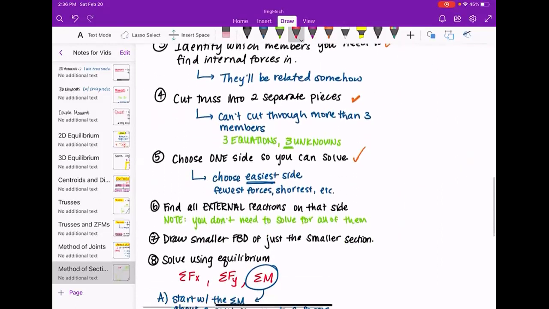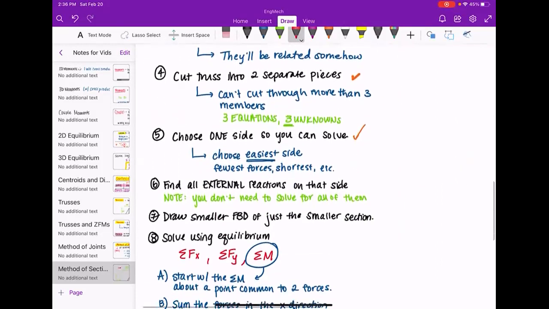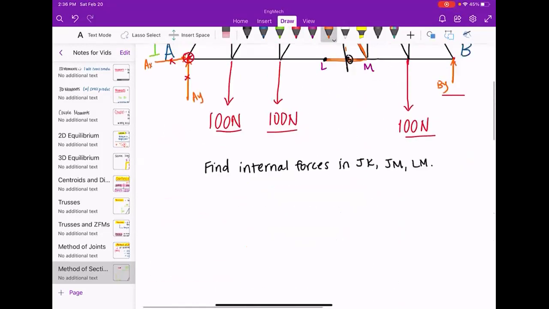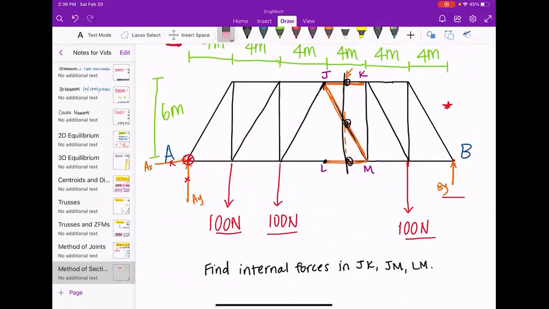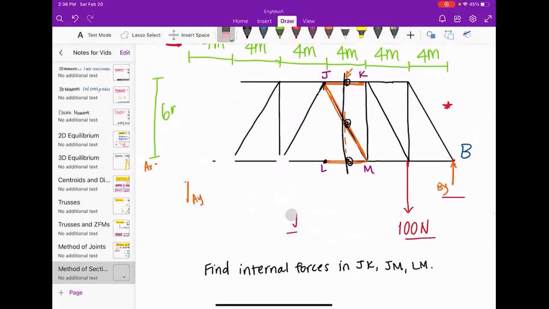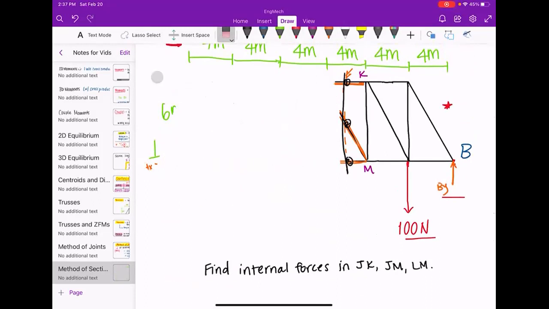So then by that point, you found all of the external reactions at that side by finding BY. So I'm going to erase this part, this entire side of the bridge, because I'm only going to look at this side of the cut. So from there forward, I'm only looking at just a piece of it, which makes sense because I've cut it. So this is what I'm looking at.